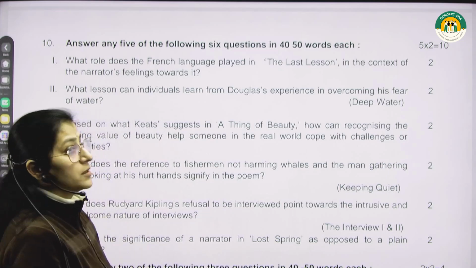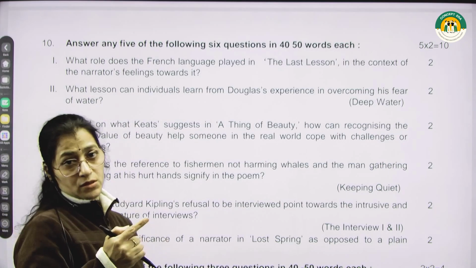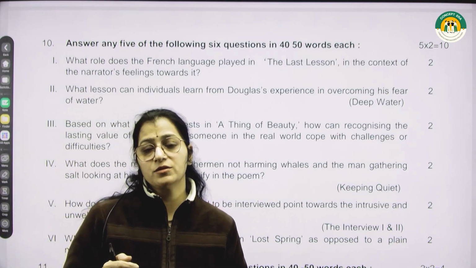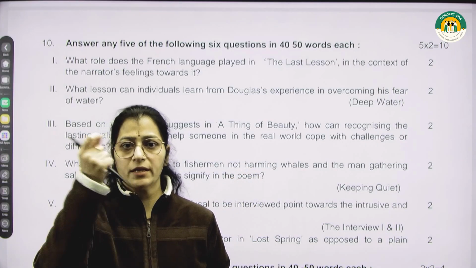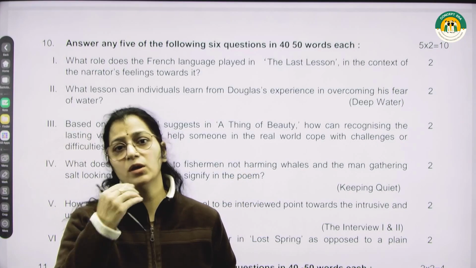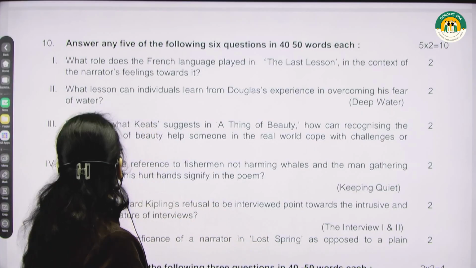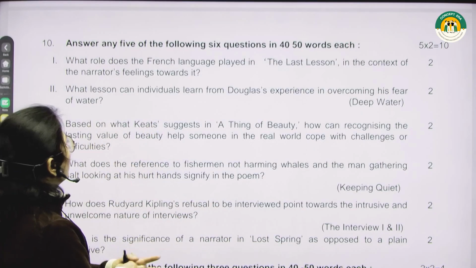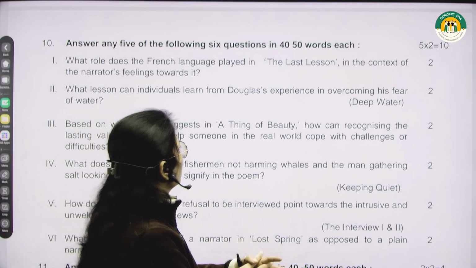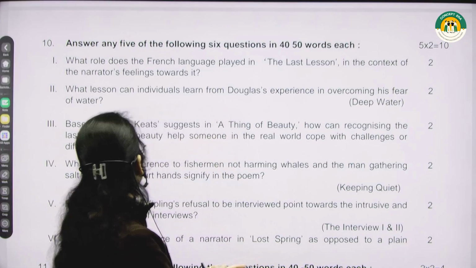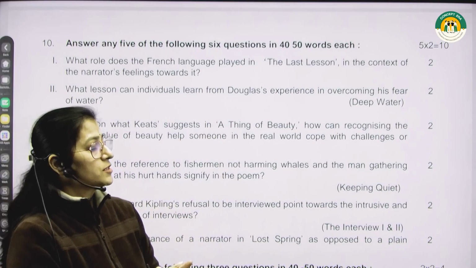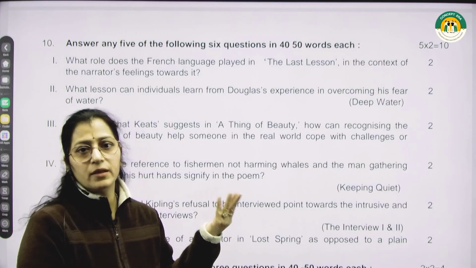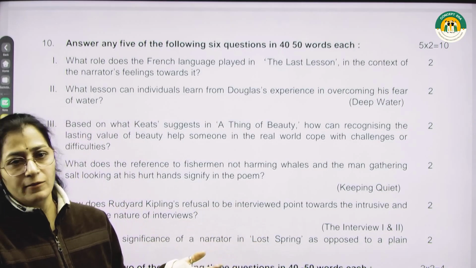In this way you need to write your answer. Now next, some value points must of course be written in short answers, so that the evaluator can find the correct words in the answer and give you marks. Now the next question is asking, what lesson can an individual learn from Douglas's experience in overcoming his fear of water? This is from Deep Water. He has a water phobia.